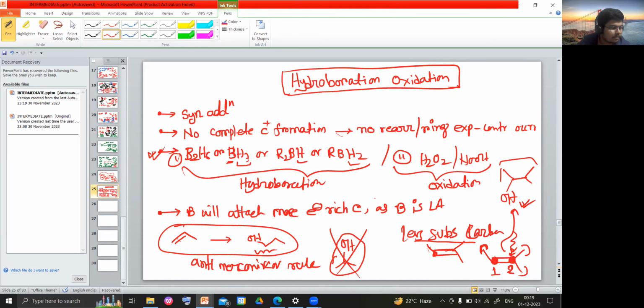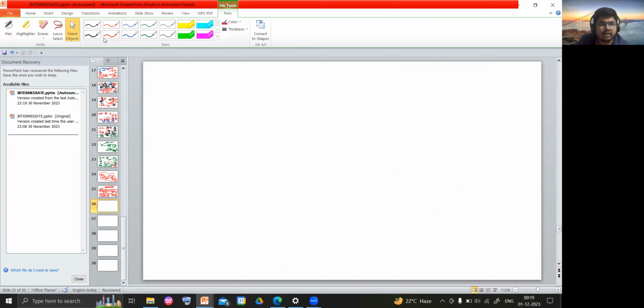Now, boron will attach to the more electron-rich carbon. How will we recognize which carbon is more electron rich? Suppose my alkene is this. We are showing this reaction with an asymmetric alkene, because for a symmetric alkene all sides are the same, so there is no point of discussion.